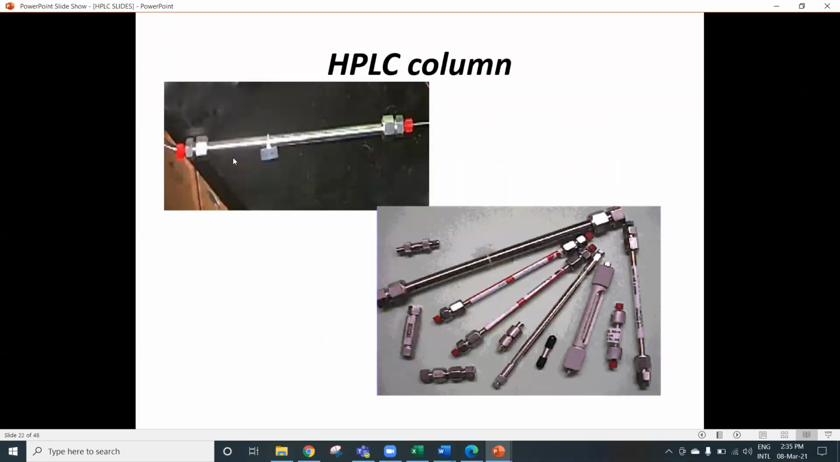So this is how your column looks like. The outer part of the column is made of stainless steel, and inside of it is where you have your silica gel or your stationary phase. So these are different lengths of columns. This is about a 30-meter column. This is 20 meters. This is about 10 meters. And you have your guard column also, which is made of the same material as the stationary phase in your analytical column.